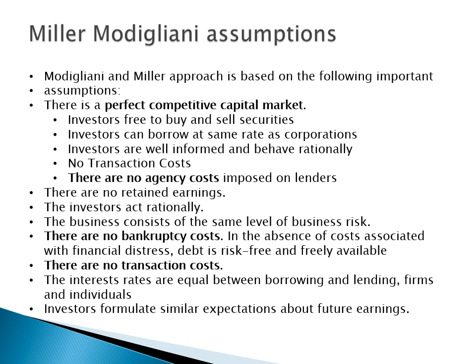Okay, so Miller and Modigliani's assumptions. This is a more detailed list than what you have available, but the important parts are that they refer to a perfect competitive capital market where full information is available. There are no transaction costs, no agency costs. There are no bankruptcy costs in their model. The investors formulate similar expectations about the future earnings, so they've simplified it very much in terms of their assumptions.